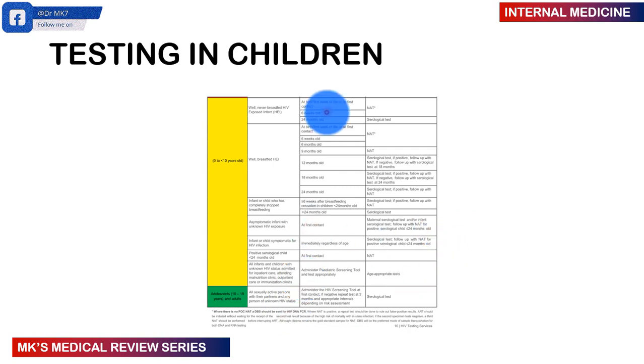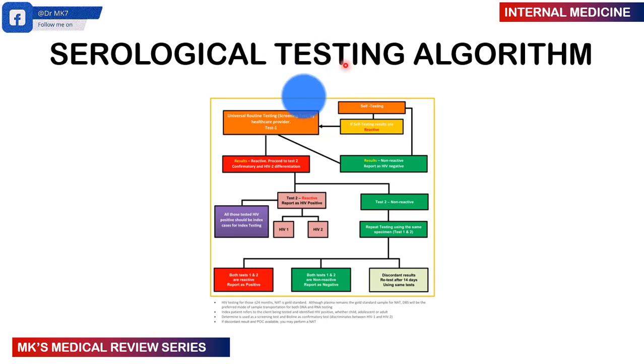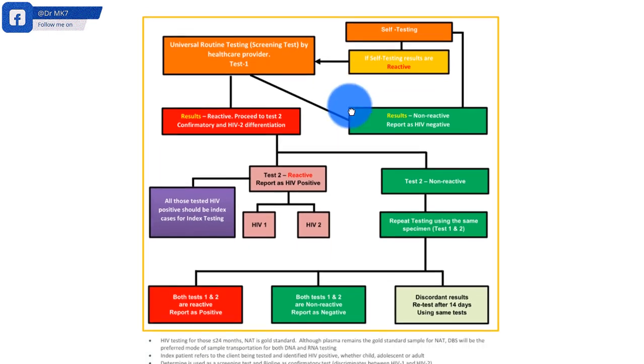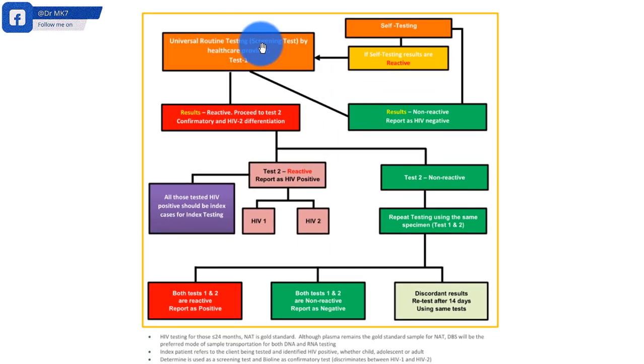Now, here's the serological testing algorithm. Let me just zoom this as well. Here we have our universal routine testing, screening by healthcare provider. First of all, self-testing. If it's positive, then we test by the healthcare providers, the first screening test. If the first screening test is negative, then this person is reported as negative. If it's positive, then we do a second screening test. If the second screening test is positive, then report this person as positive. Then we have to confirm whether they have HIV-1 or HIV-2.